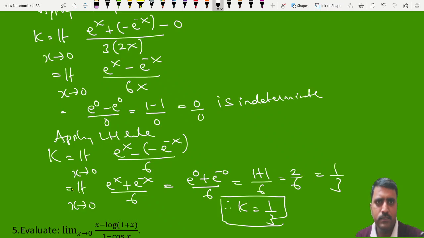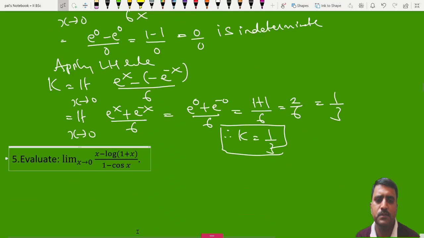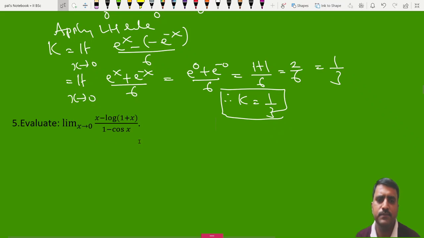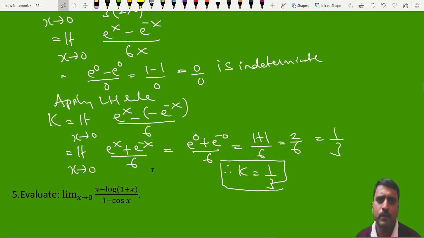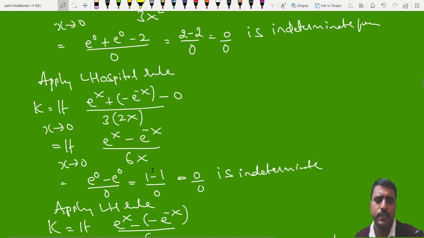Okay, I want to stop this session. So next session I will discuss some more problems. If possible, you try to solve this one: limit of x minus log of 1 plus x by 1 minus cos x problem. Okay, so I continue next session. Thank you.